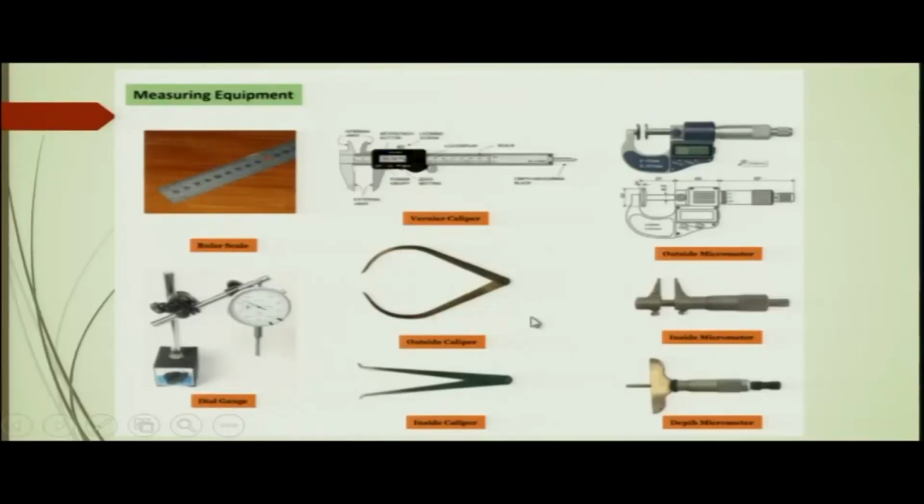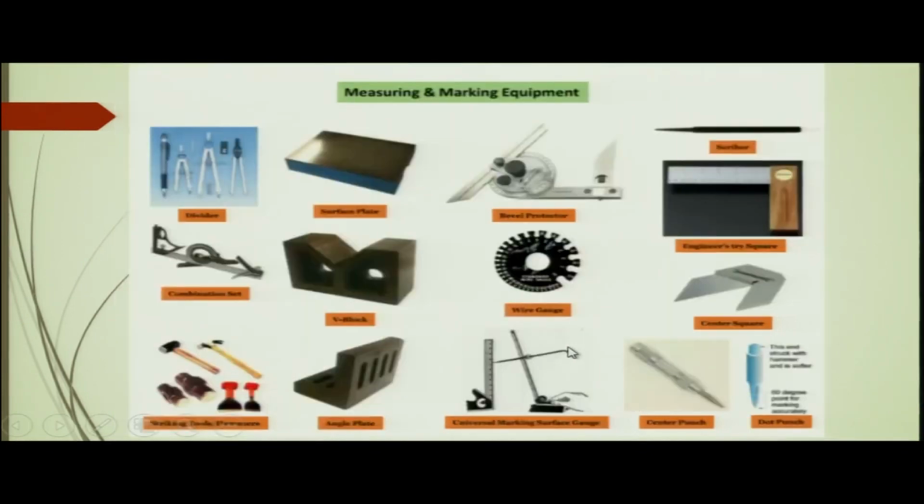Okay. So, these are simple gadgets, simple mechanisms, by which you can find out the diameters, internal or external, or the distance. Here you can find measuring and marking equipment.